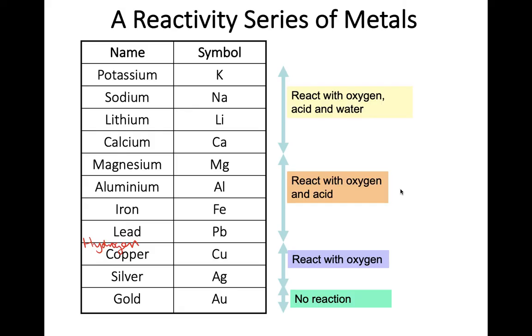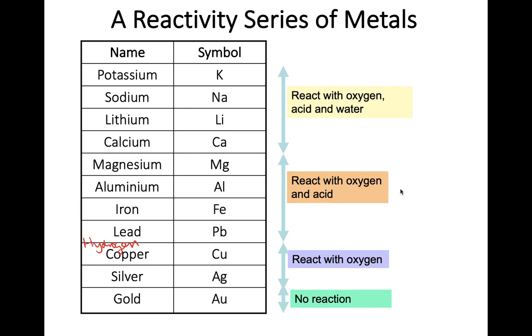This reactivity series is shown here. So potassium is at the top, it's the most reactive, and gold's at the bottom, it's the least reactive. From potassium down to calcium, these metals will react with oxygen, acid and water. From magnesium down to lead, these metals will react with oxygen and acid. From copper to silver, the metals will react only with oxygen, and gold is completely unreactive, so it will not react at all.